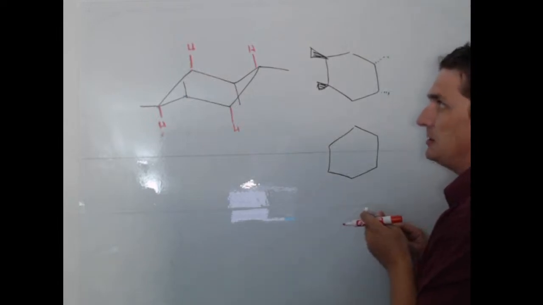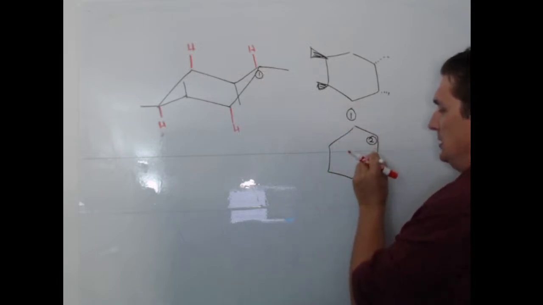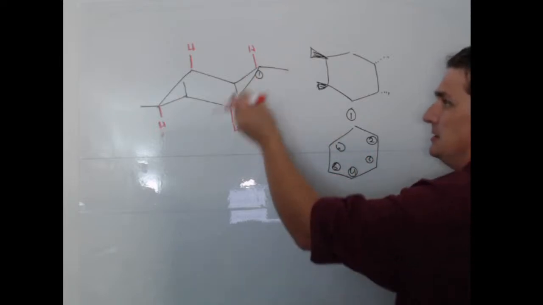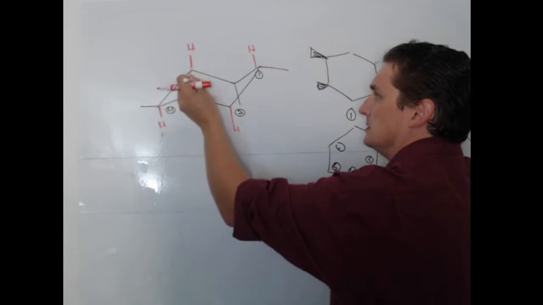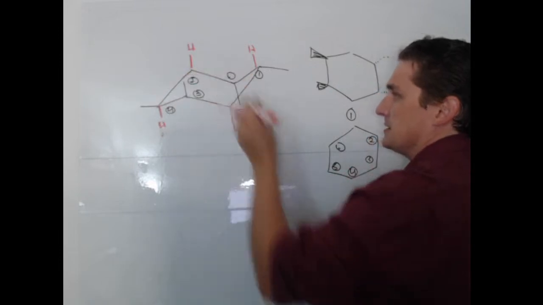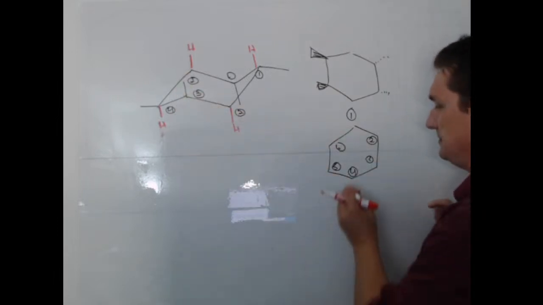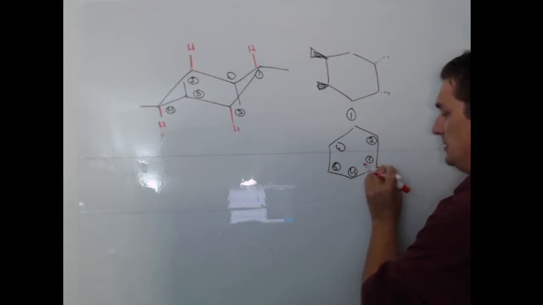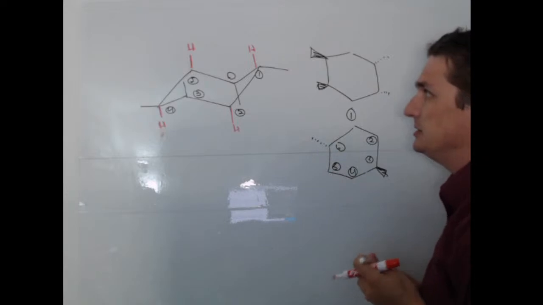So let's arbitrarily define this as the first carbon. So 1, 2, 3, 4, 5, 6. This axial group is pointed up, so it's going to be a solid. This will be the 3rd carbon. And this axial group on 6 is pointing down, so it's going to get a wedge.